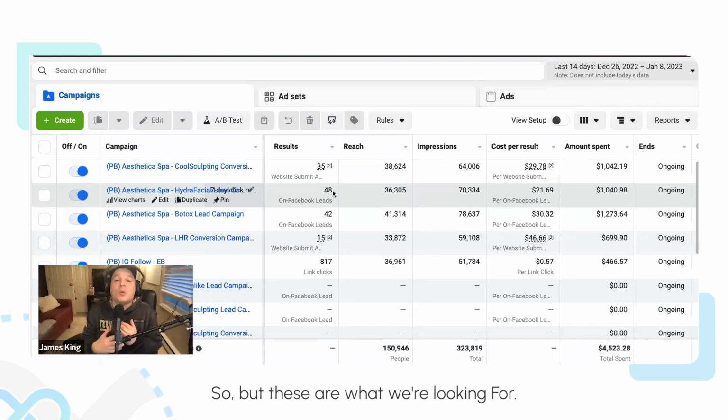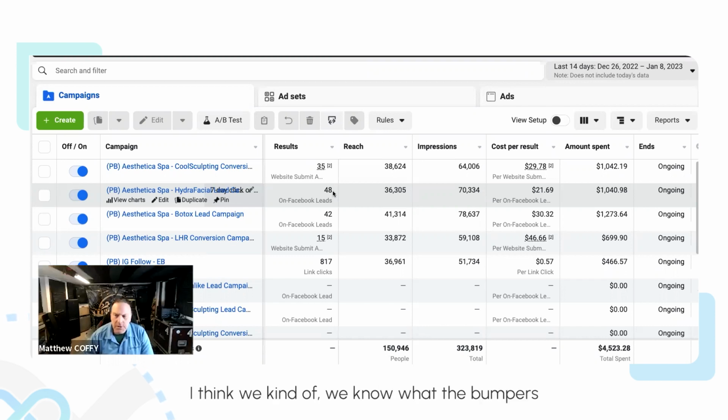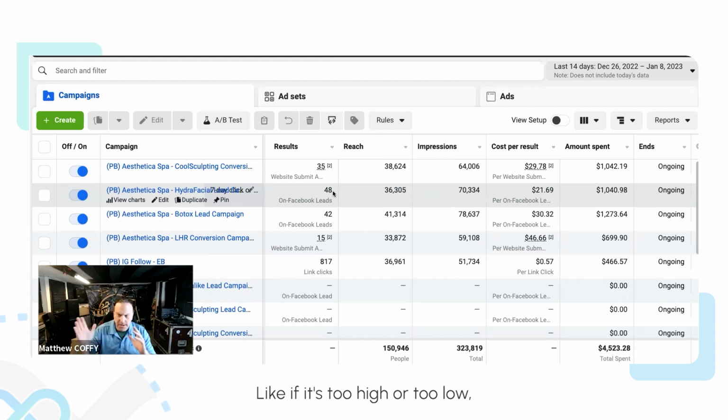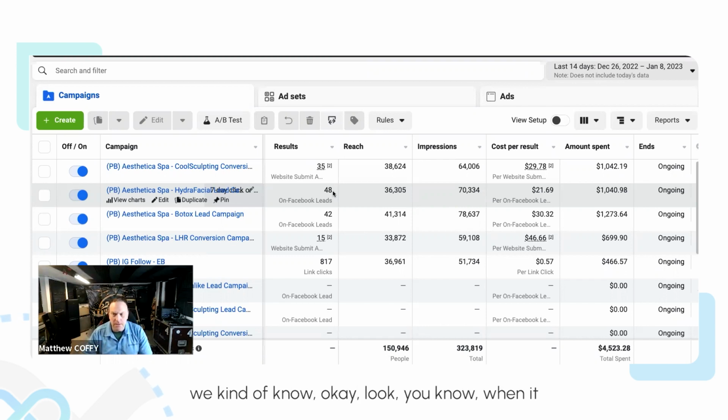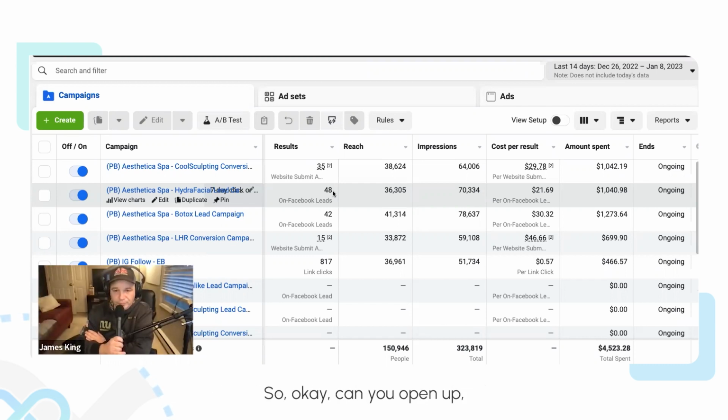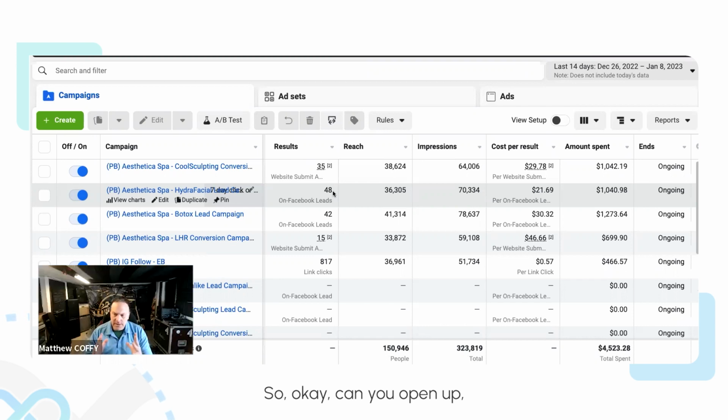So, but these are what we're looking for. No, I understand. I think we know what the bumpers should be on each side. If it's too high or too low, we kind of know. Too low, it's nice, I mean, if you can get away with it, but then the quality may not be an issue, right? So, okay. Can you open up?